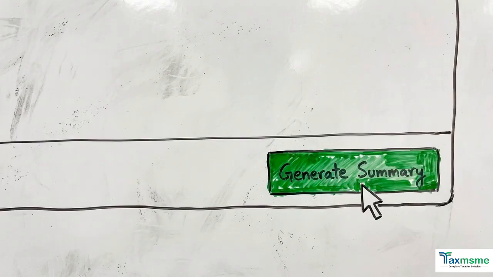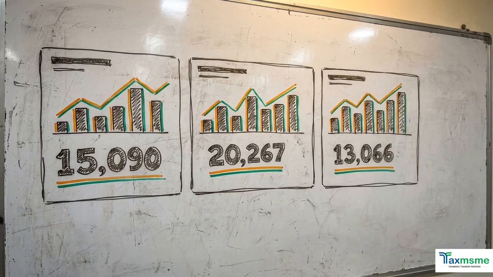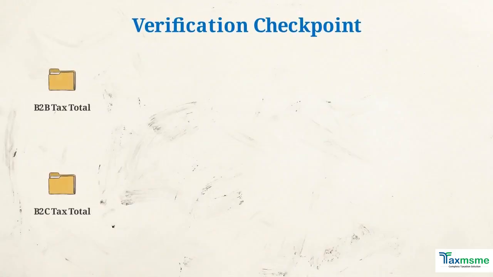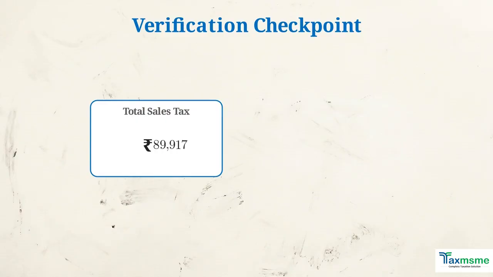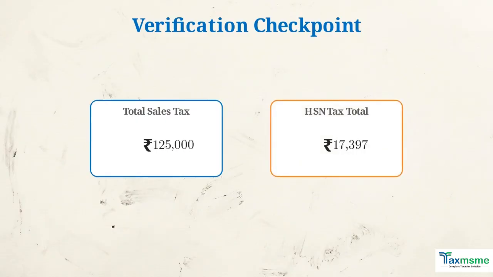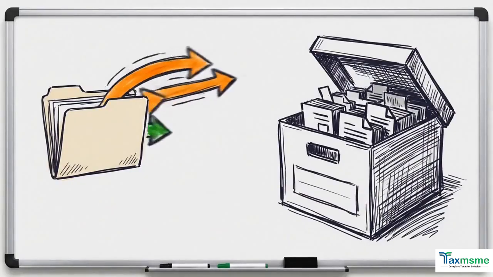With the tables complete, scroll to the bottom and click Generate Summary. Then refresh your dashboard to review the aggregated data. This is your final verification checkpoint. The total tax amount calculated from your combined B2B and B2C tables must perfectly match the total tax amount reported in your HSN summary. Take this mathematical check seriously.